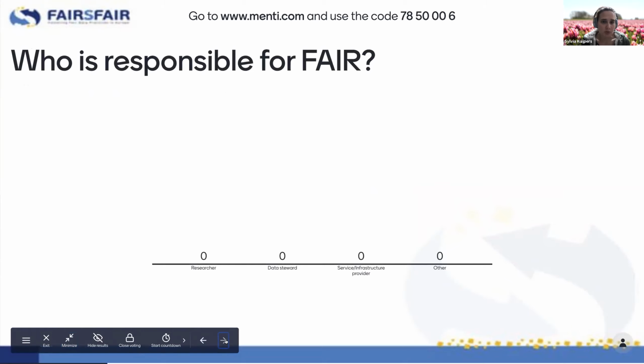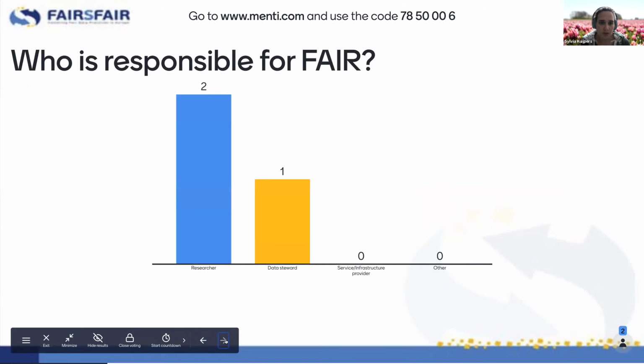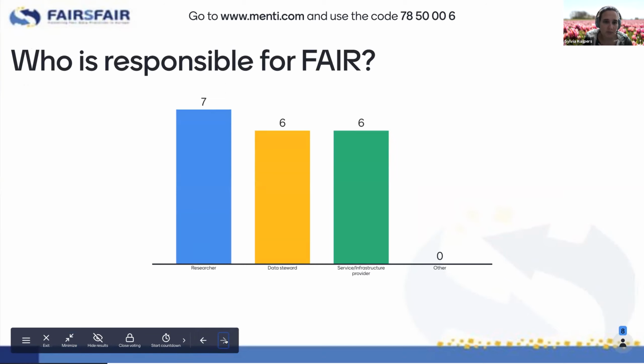Who is responsible for FAIR? You can see this in your window. If you refresh, you can answer this question as well. Curious what you think: the researcher, data steward, service provider, infrastructure provider. You can answer it with multiple answers. So if you want to select multiple answers, that's also possible.